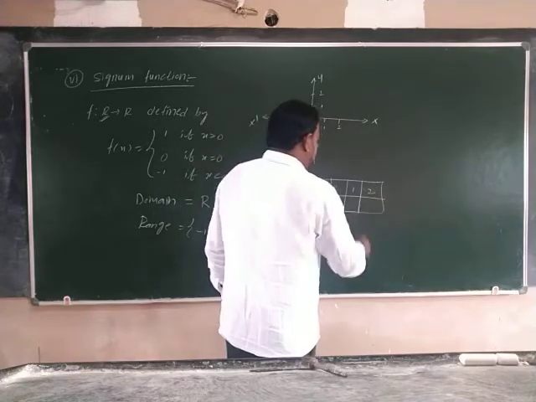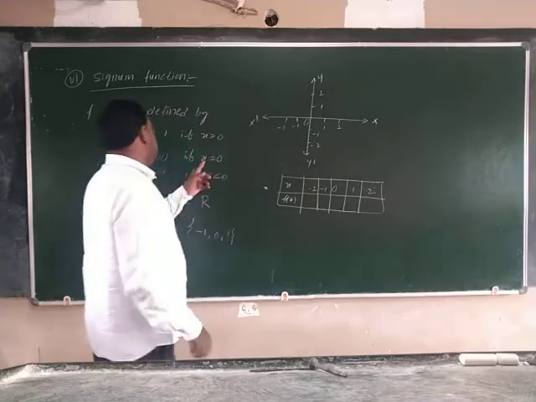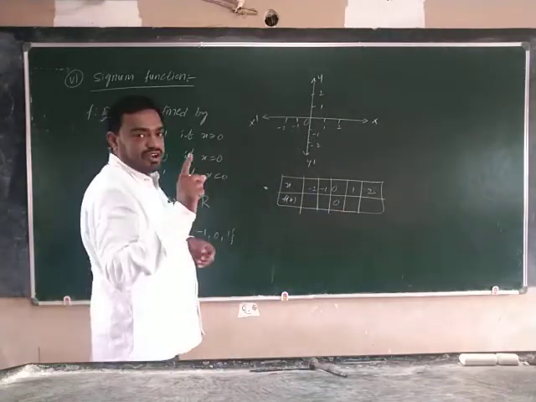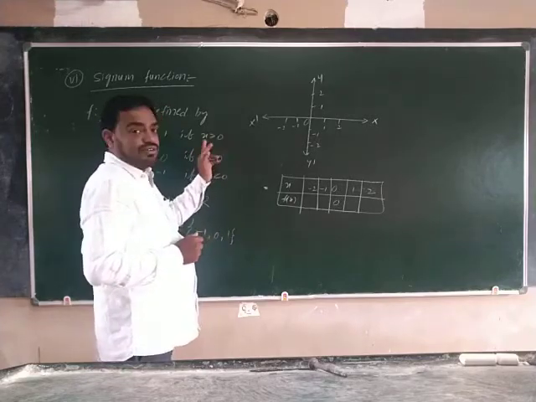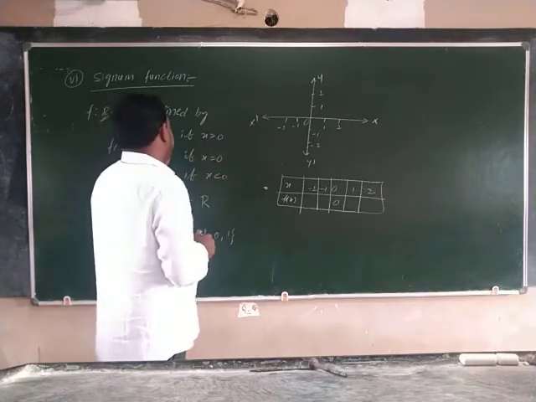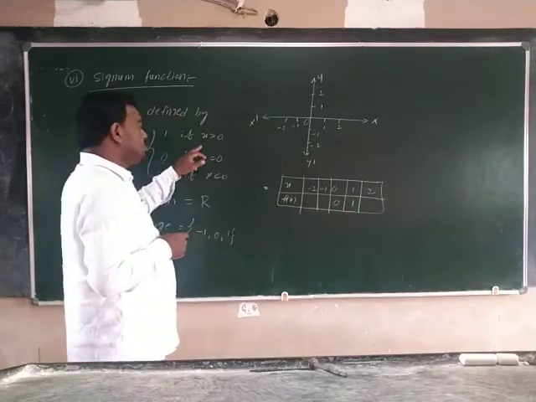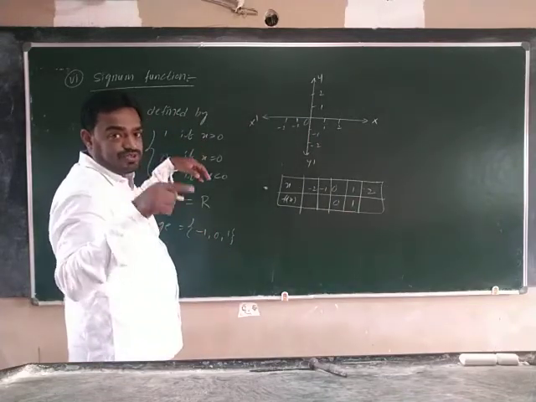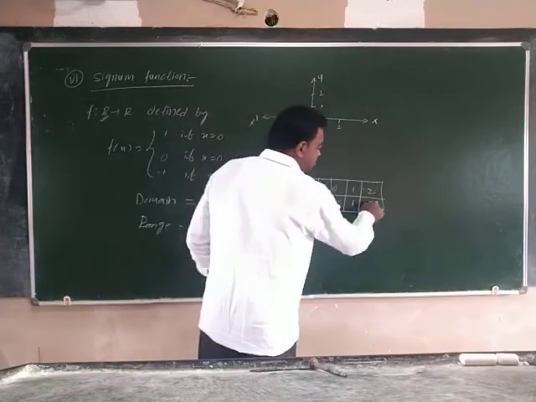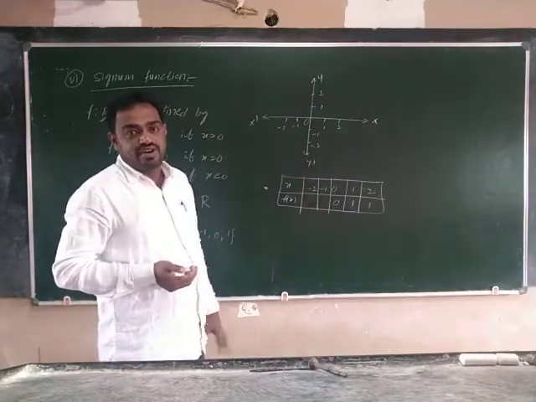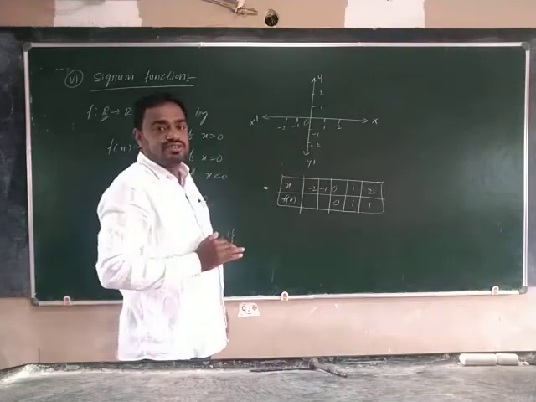Okay. So if x is equal to 0, f of x is equal to what? 0. When x is equal to 1, x is greater than 0, f of x is equal to 1. When x is equal to 2, 2 is also greater than 0, again it is equal to 1. If it is 3, 3 is greater than 0, again 1. For the next positives also it is equal to 1.